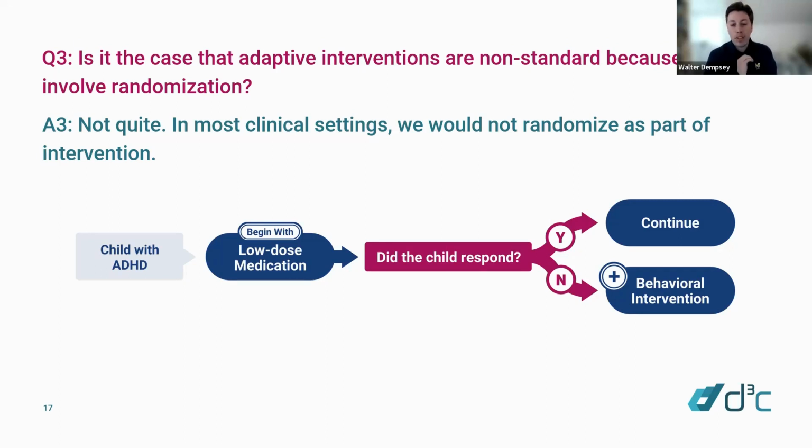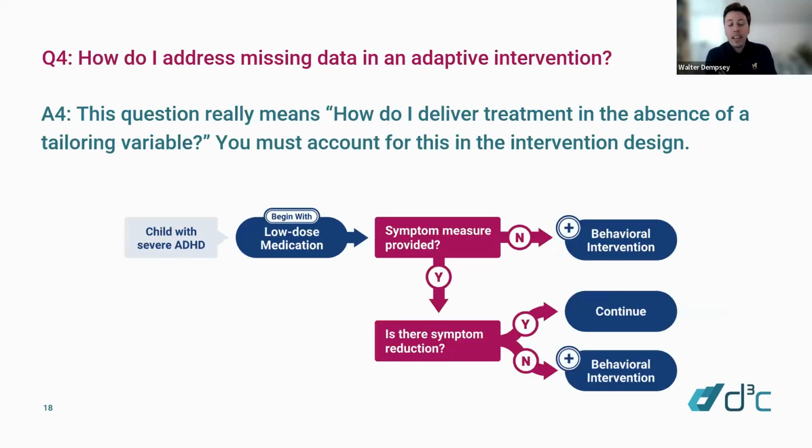But I just want to point out that in no part of the AI we just talked about is there a randomized component going on. And then the last question, and it's something that I talked about last year, I believe, when I talked about missing data, is how do I address missing data in an adaptive intervention? And I just want to point out here that in the context of AIs, we're not talking about statistical analysis of an experiment. We're talking about how to build a treatment in the absence of a tailoring variable, potentially.